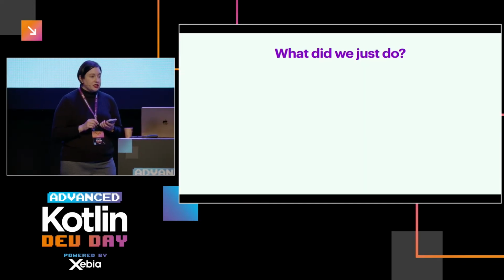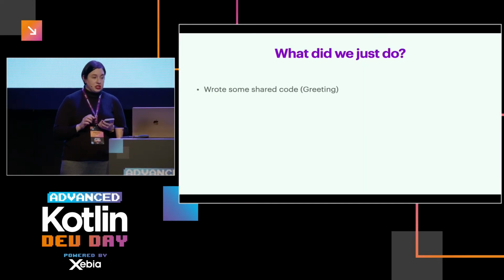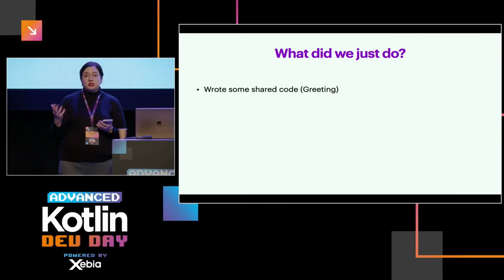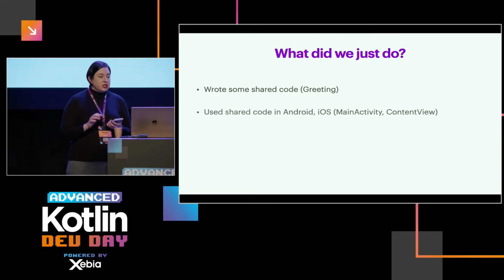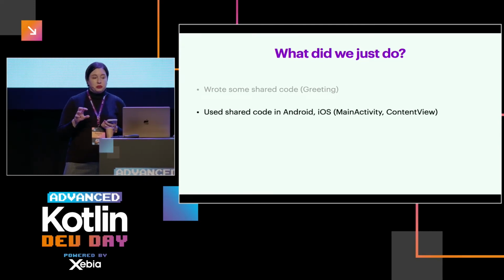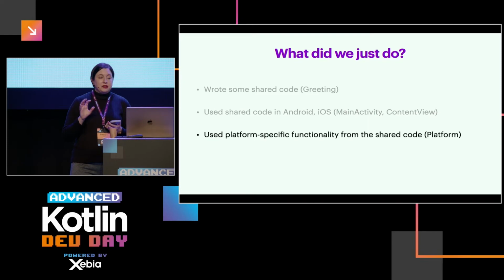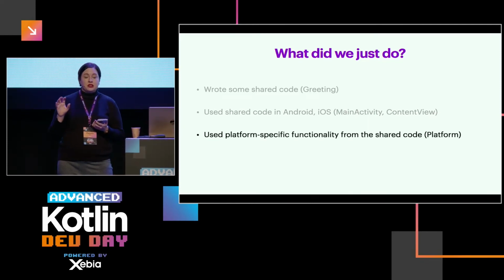So just to summarize, what did we just do? We created some shared code. Imagine if the greeting wasn't hello something, it was instead a really complex piece of business logic, maybe an email validation regex or something like that. And then we used that shared code from both Android and iOS that was in the main activity and content view. And then lastly, we used platform-specific functionality from the shared code. That was the platform files that we looked at.